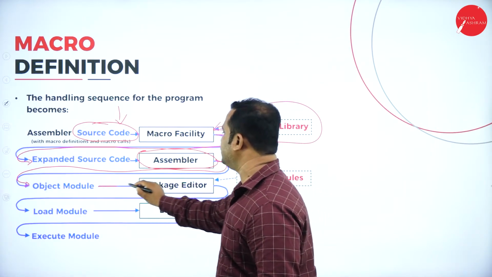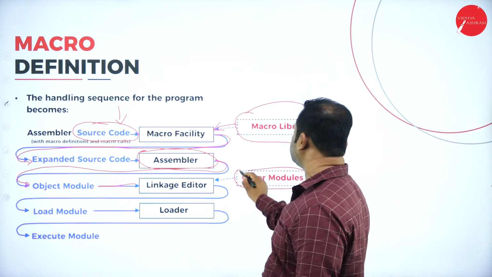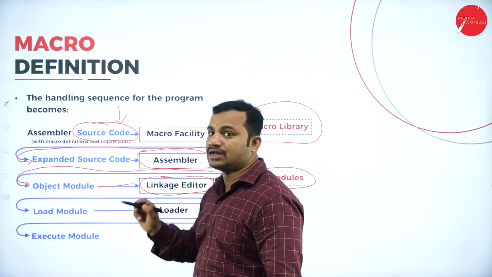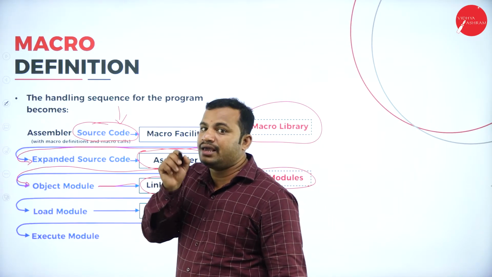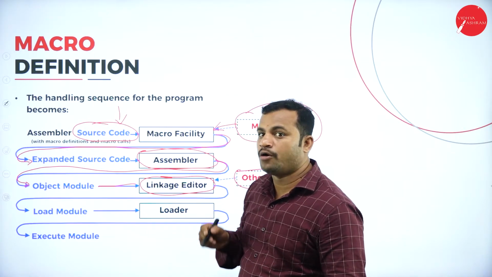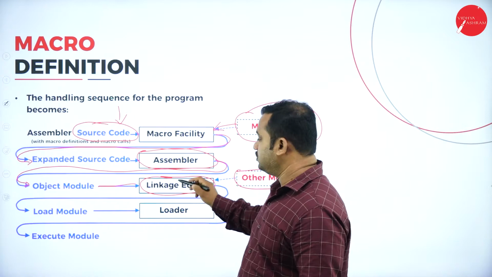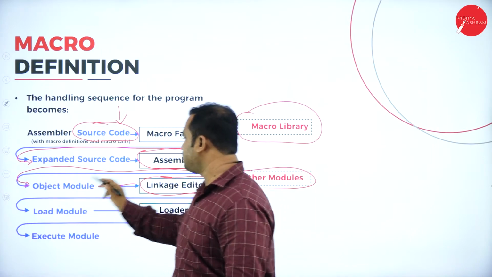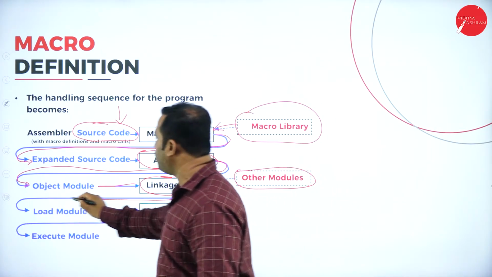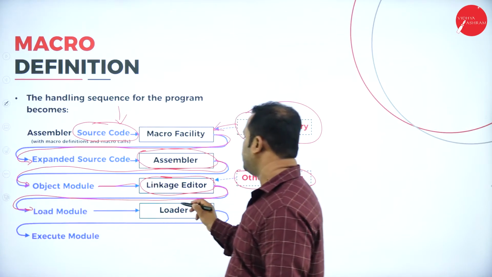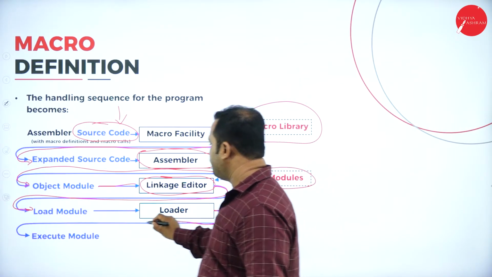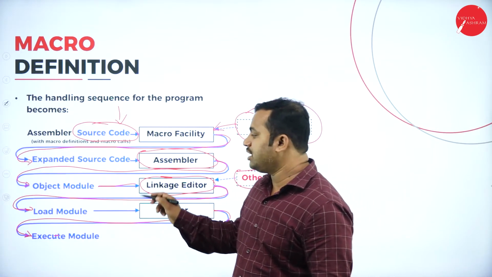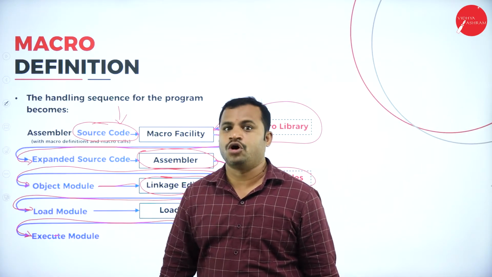This object module in turn looks for any other module which is required to be incorporated with the help of a linkage editor, also called a linker. Linkers and loaders are again system software that carry out these operations. Once the object module is generated, we move on to the load module, wherein the loader comes into the picture. The loader is another system software that performs the execution operation, that is, before the commencement of actual execution, these steps go on.